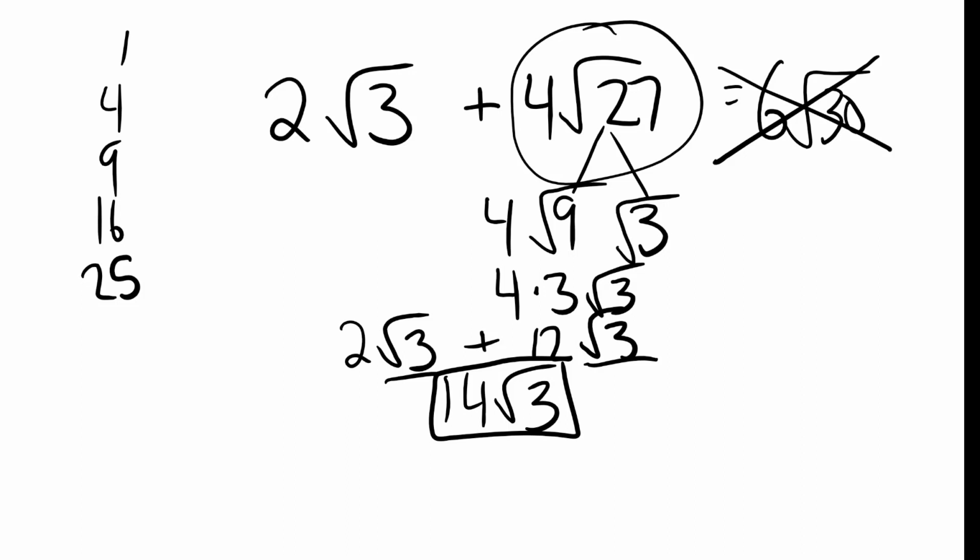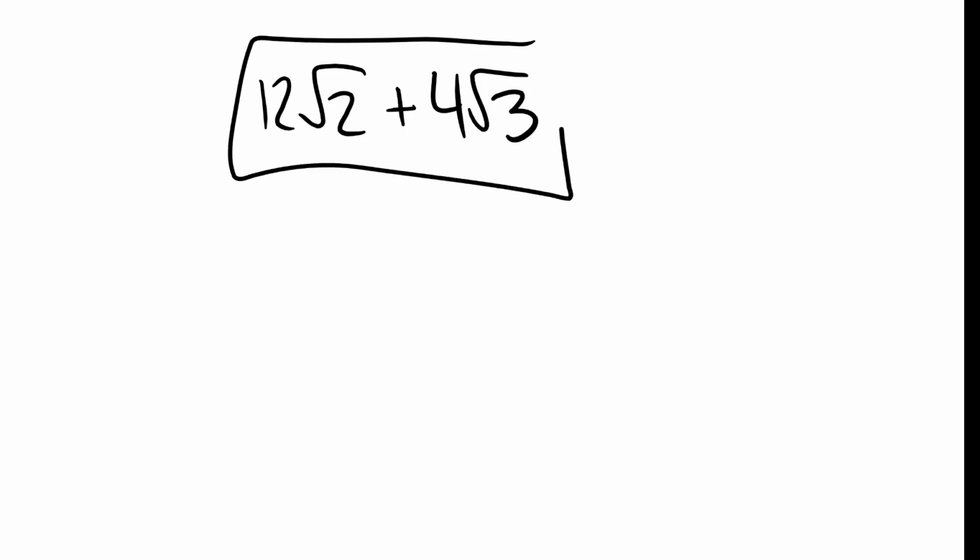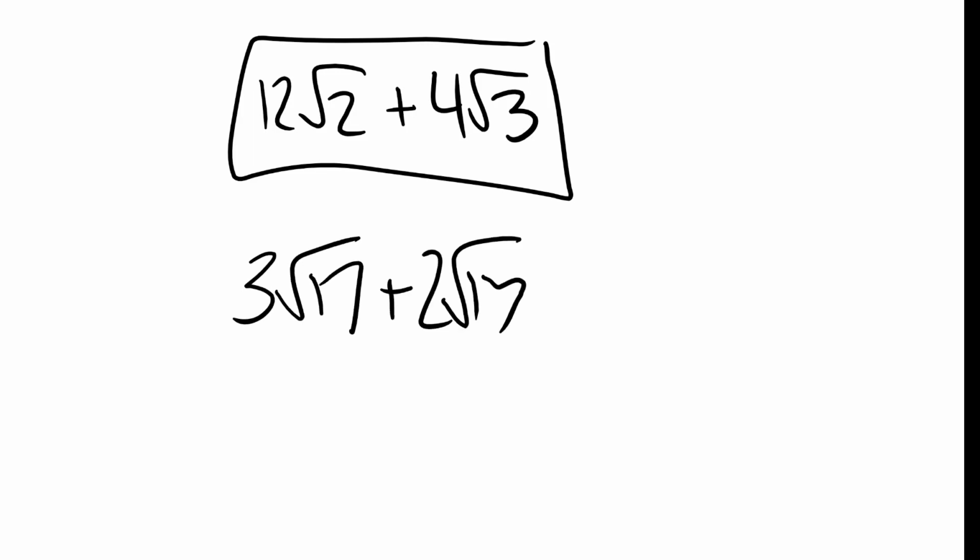So to show just a couple more examples of that, if I have 12 root 2 plus 4 root 3, I can't add these together. That's an answer. No extra work required. But if I have 3 root 17 plus 2 root 17, I absolutely can add these together because they have the same insides, and I can get 5 root 17.